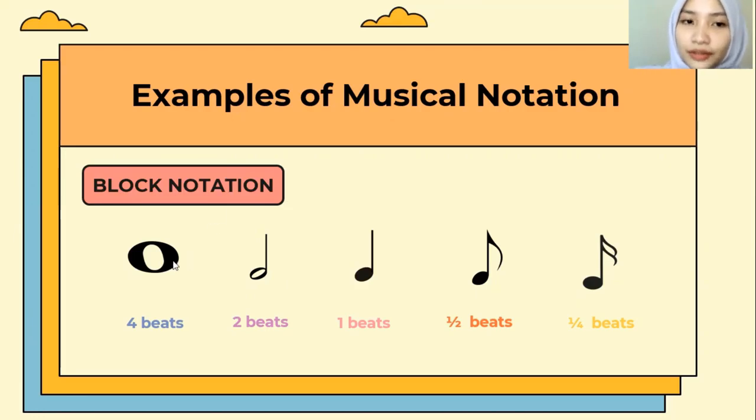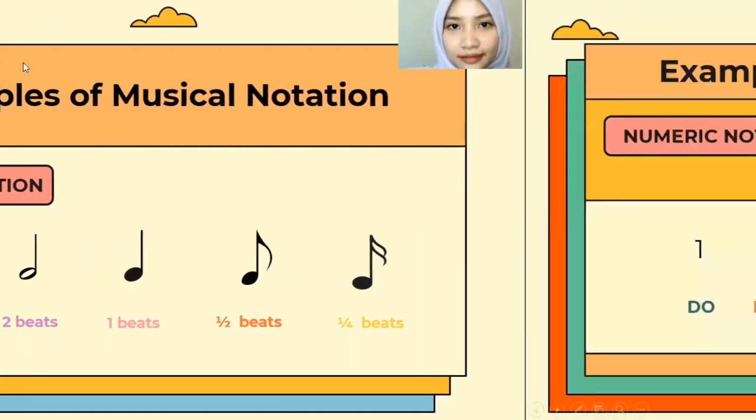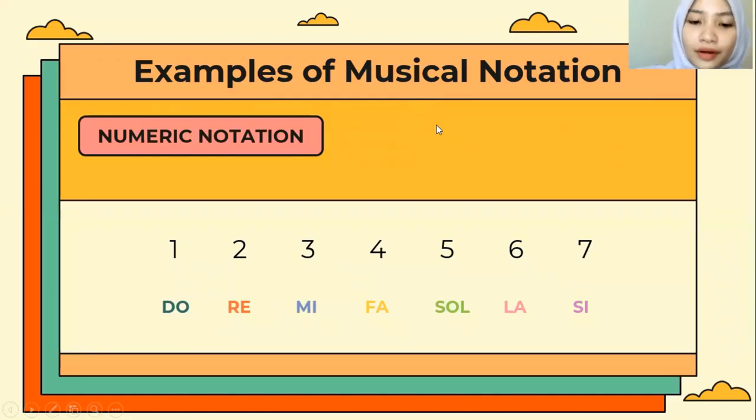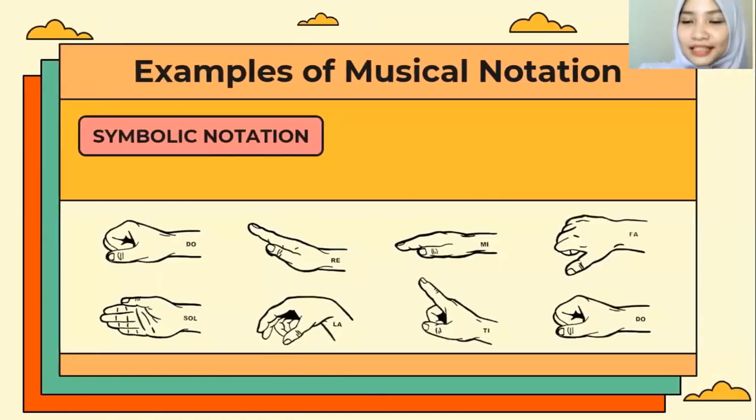This notation also has beats, such as 4 beats, 2 beats, 1 beat, a half beat, and a quarter beat. Moreover, there are examples of numeric notation, which consists of Do, Re, Mi, Fa, Sol, La, Si, Do. Last but not least is symbolic notation. Symbolic notation uses hand gestures or body movement.